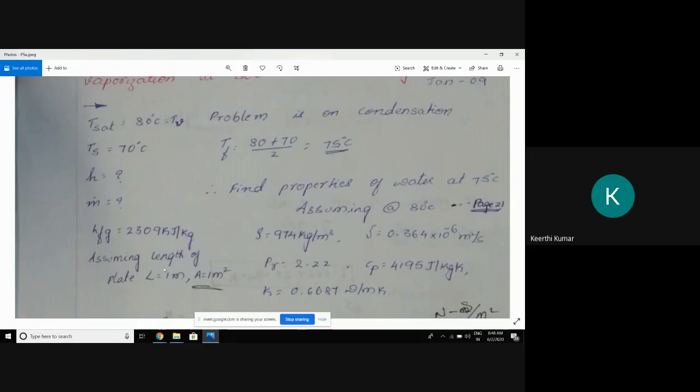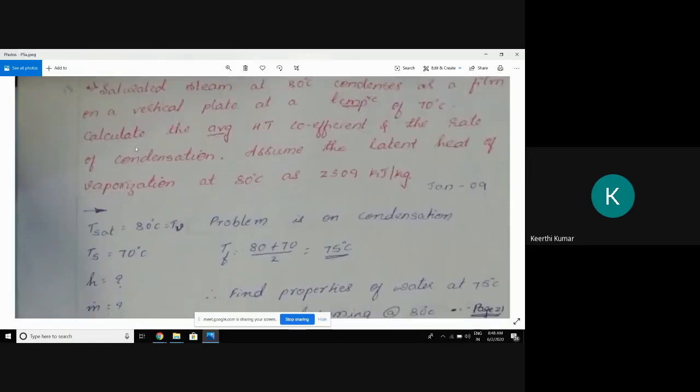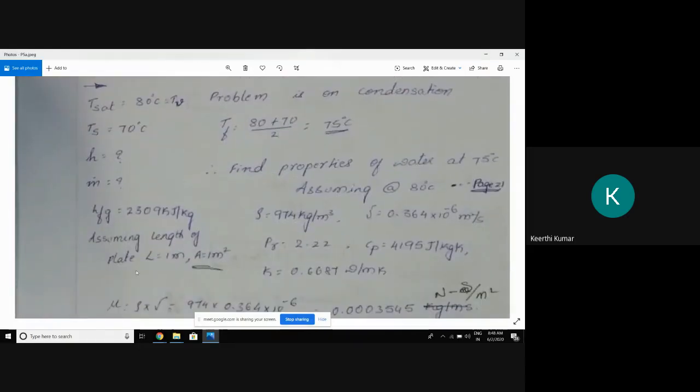Then, what are the assumptions I'm going to make? Because in the problem he has given just a vertical plate. What is the length of the vertical plate? What is the area? He has not given. So we'll take this assumption. The length of the vertical plate is 1 meter. Area is 1 meter square. That means the breadth of the plate is also 1 meter. So 1 into 1, again the area will be 1 meter square.